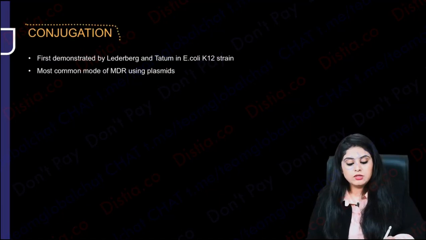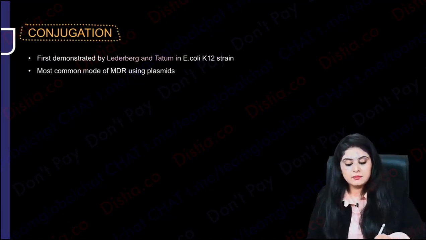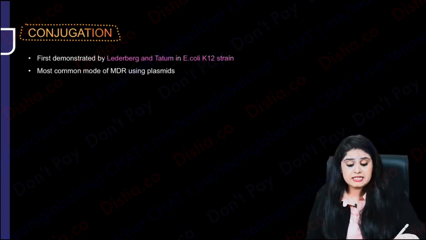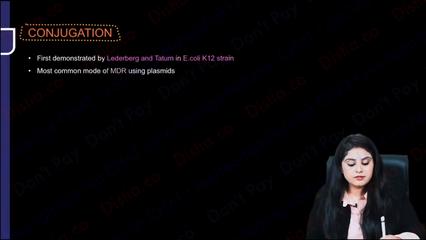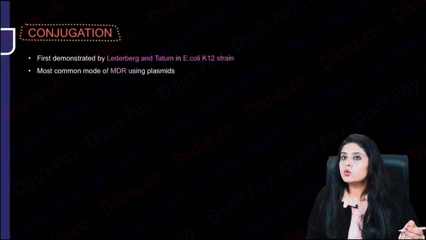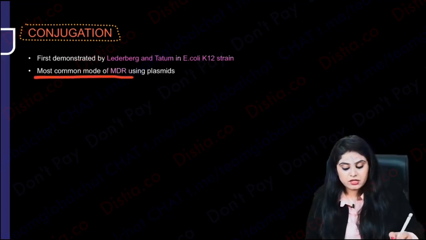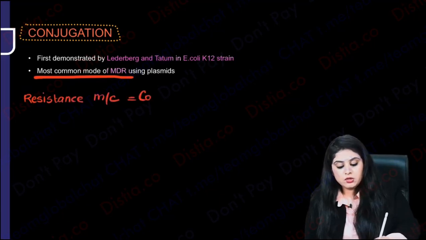We are going to move on to the last one, and that is conjugation. This was explained by Lederberg and Tatum, and this was explained in E. coli. And let me tell you, finally I can make that list. If I ask you which is the most common mode of multi-drug resistance? The most common mode of multi-drug resistance in bacteria is conjugation. So remember, the resistance transfer, the most common mode is going to be conjugation.